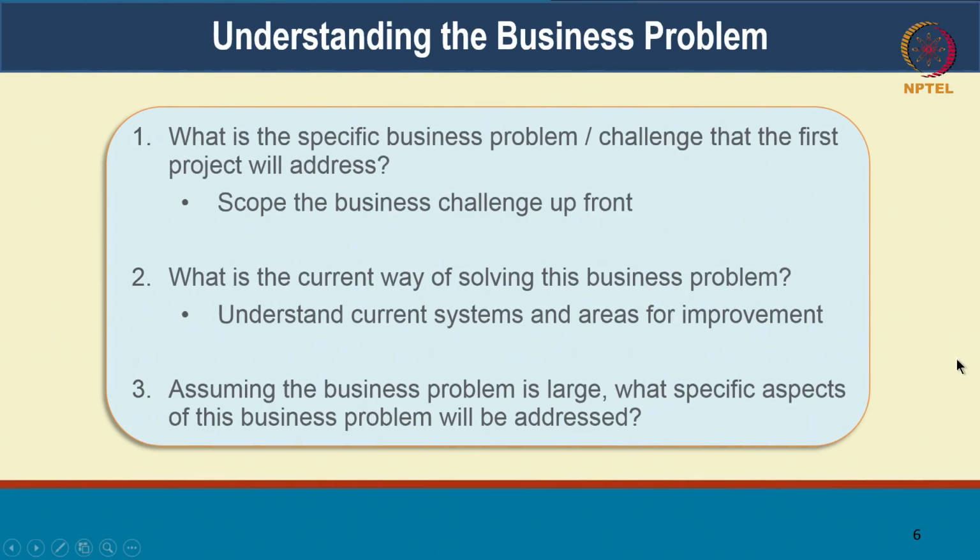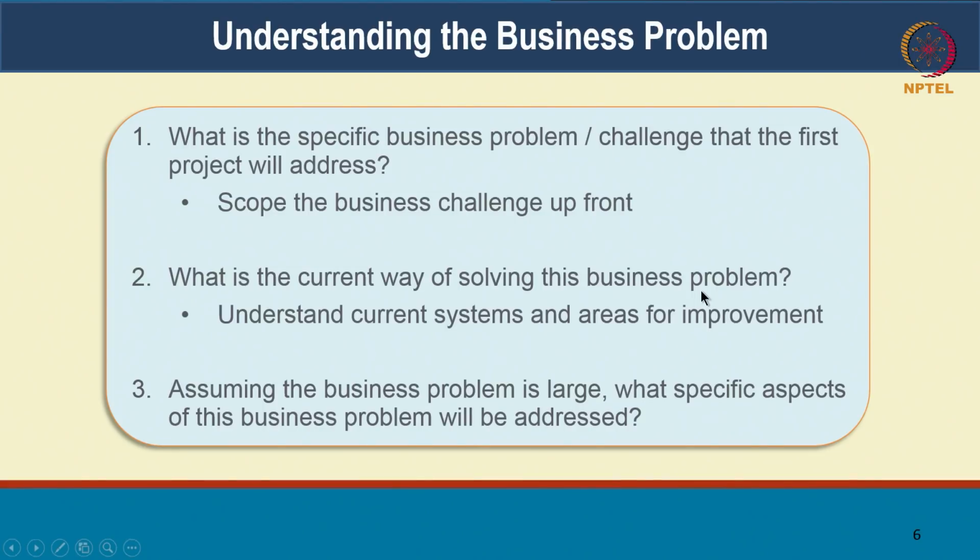So the next thing is about understanding the business problem. So what does it mean? What are some of the things you should think of when you are trying to address a business problem? What is the problem you're going to address? So define what the scope of that challenge is going to be, and set that as a clear goal, saying this is the problem statement that I want to address. And think of what is the current way in which that problem is being addressed. Maybe partially, maybe not at all.